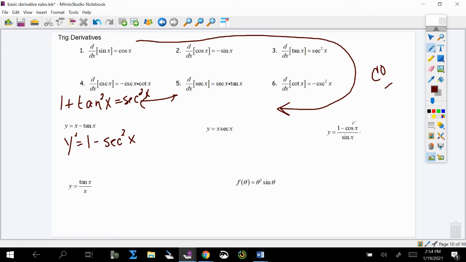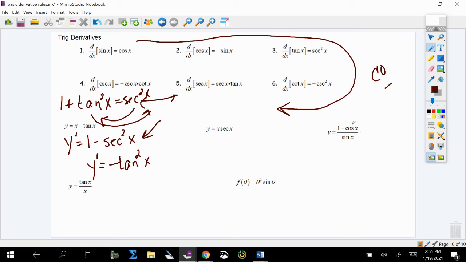So you may see, like on an AP test, where you differentiate, you get this answer, and then you look at the choices and it's not there. Well, what they could do is rewrite this trig identity. We could subtract the secant squared over here, subtract the tangent squared over here, and what we'll see is that 1 minus secant squared is equivalent to negative tangent squared.